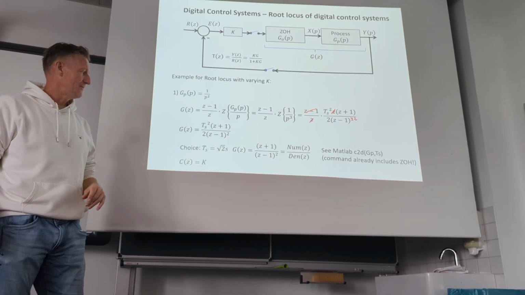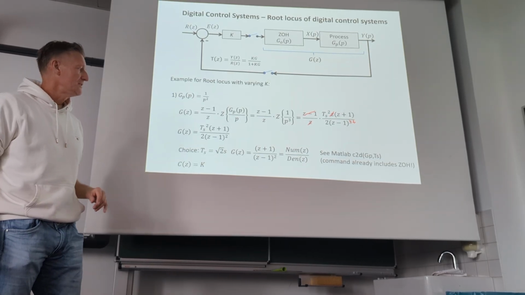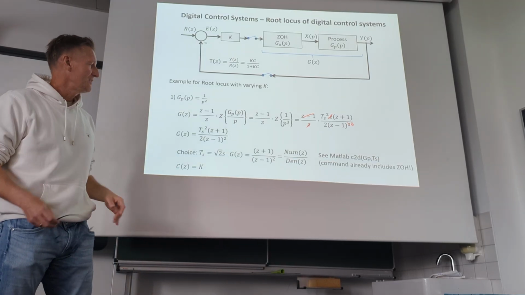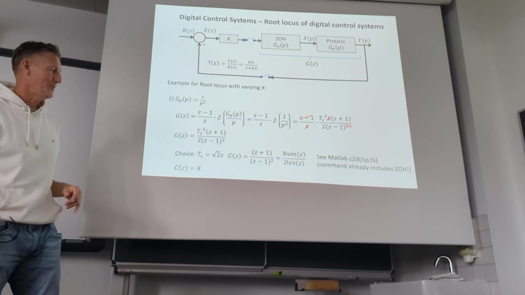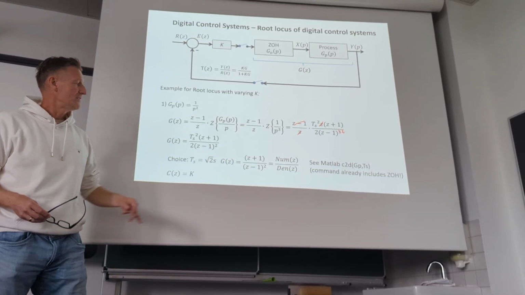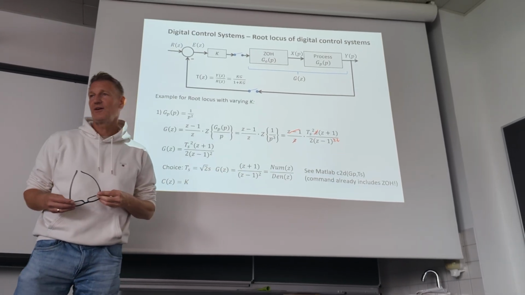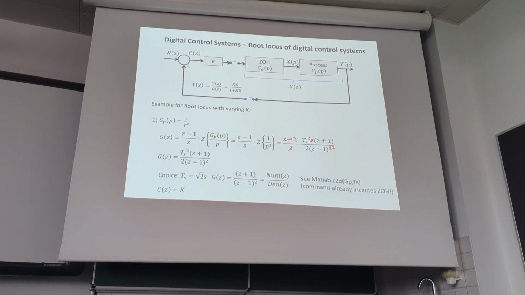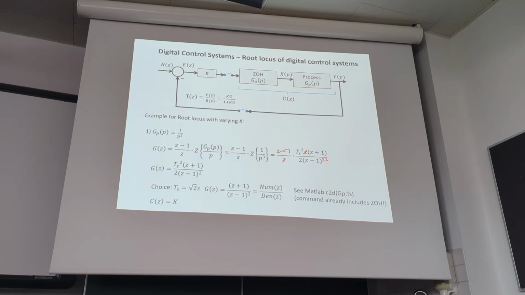We defined the sample time to be the square root of 2. This simplified our expression a little bit more, so that we finally had z plus 1 over z minus 1 squared. So this is 1 zero and 2 poles. The zero is located at minus 1 on the real axis, and the 2 poles are at plus 1, also on the real axis, for, let's say, the open loop transfer function.